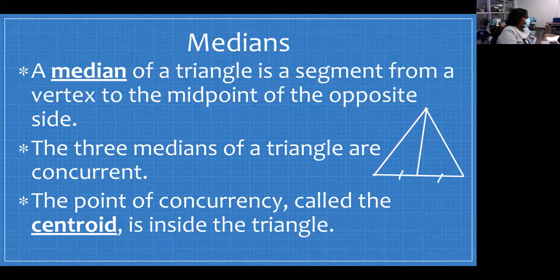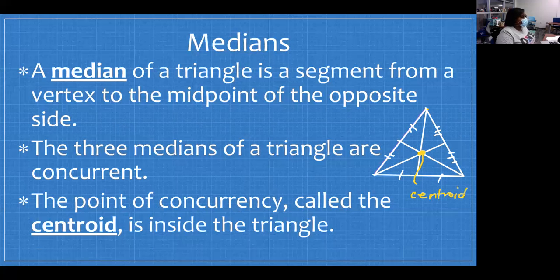So there are, of course, 3 medians in a triangle. So we've got 1 already there, 2, and 3. And these are congruent. And then where they meet, right there, smack dab in the center, that is your centroid.